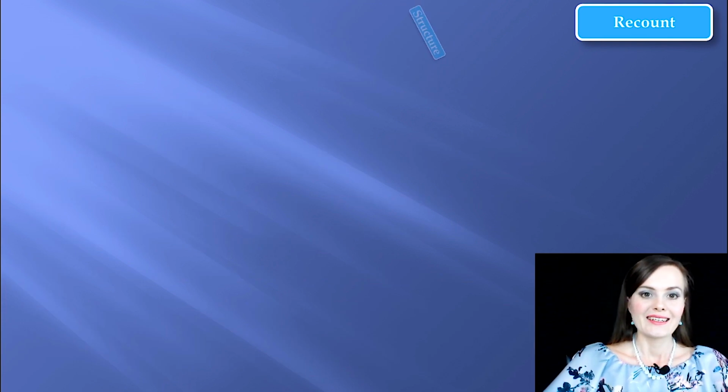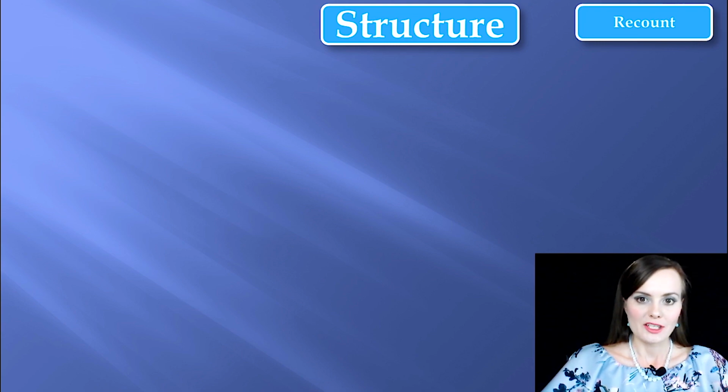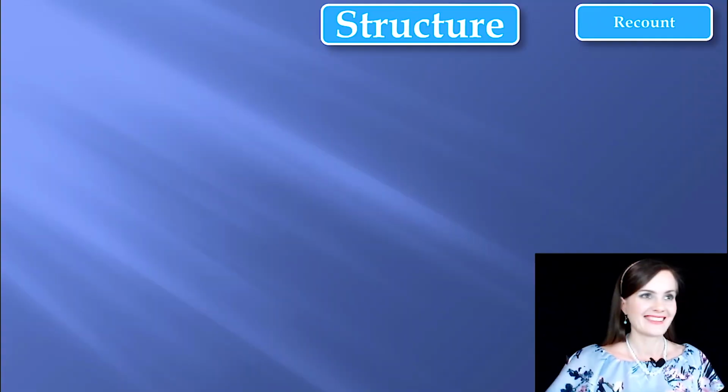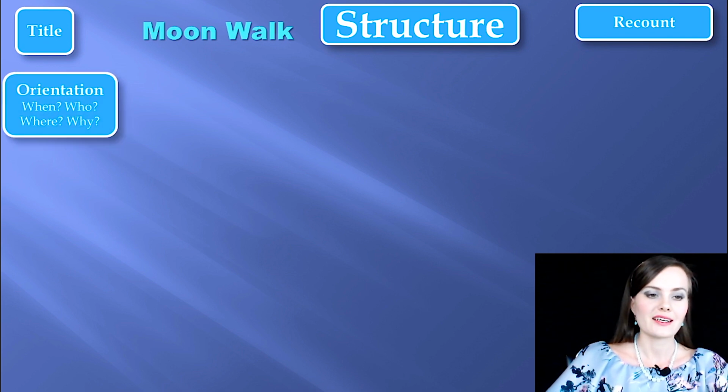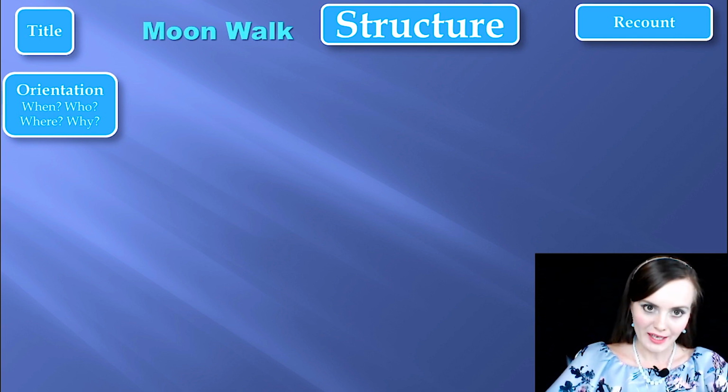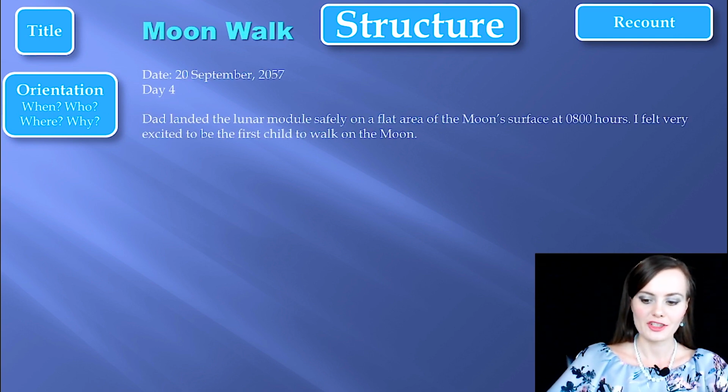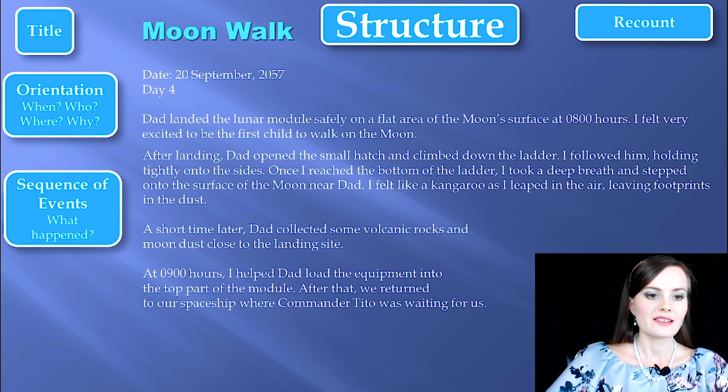Okay, so let's take a look at the structure again. We are going to look at the structure of the recount again, but in a little bit different way. So the structure will be the same, but the approach that we will use of viewing the structure of the recount will be a little bit different. Let's take a look. So first we have a title, Moonwalk. Then we have orientation that tells us when, who, where, and why. Here's our orientation.